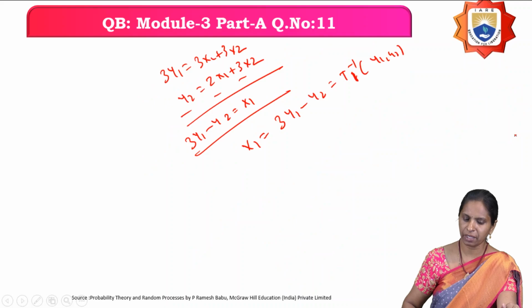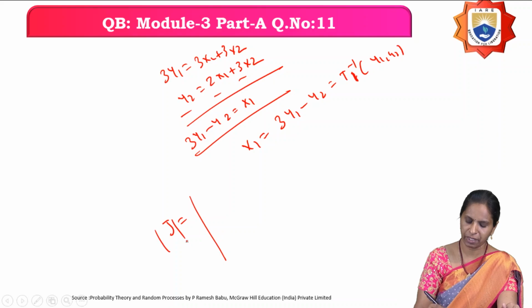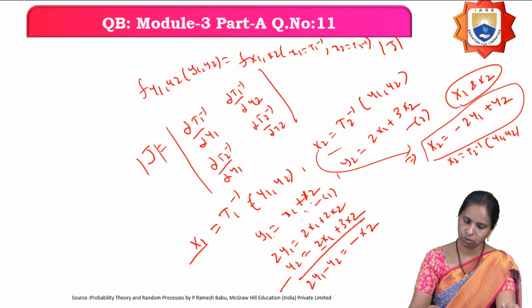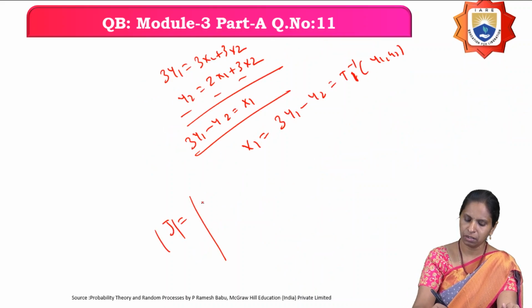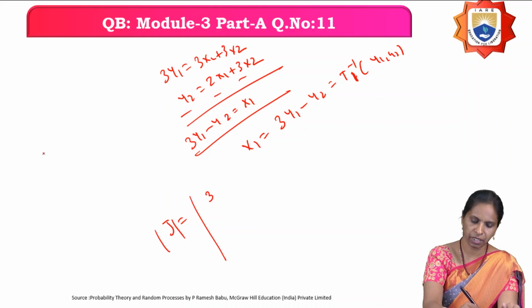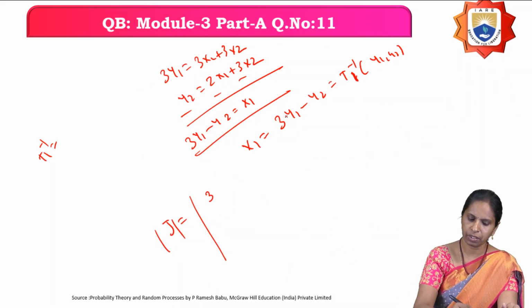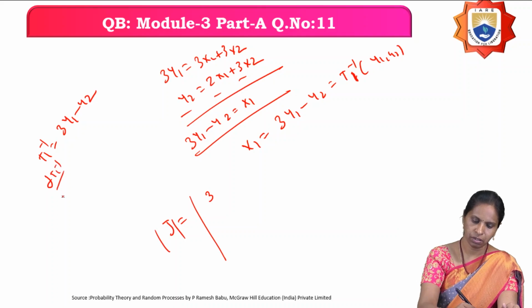Now find out the Jacobian matrix. So J is the determinant of the Jacobian matrix. First, what you have to do is find dou T1 inverse by dou y1. What is T1 inverse here? Nothing but 3y1 minus y2. With respect to y1, you have to differentiate. T1 inverse is 3y1 minus y2, differentiate with respect to y1.